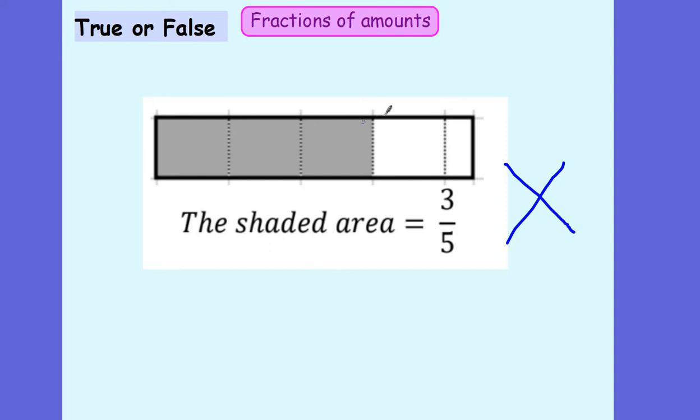What I've done wrong, just like my chocolate bar, is these 5 pieces are not the same size. Therefore, each of these little squares here is not equal to 1/5. If I'd split it equally into 5 pieces and highlighted 3, then it would have been 3/5, but it's not equal.